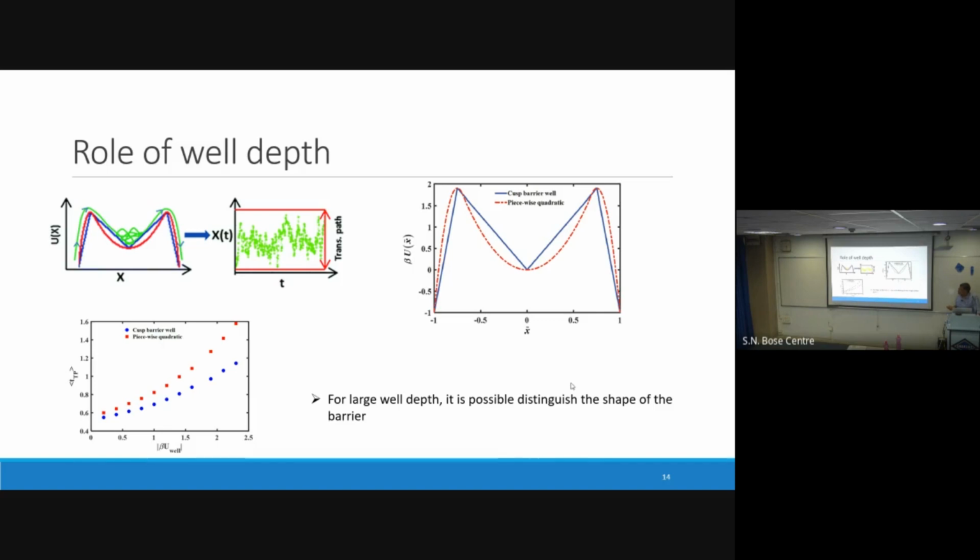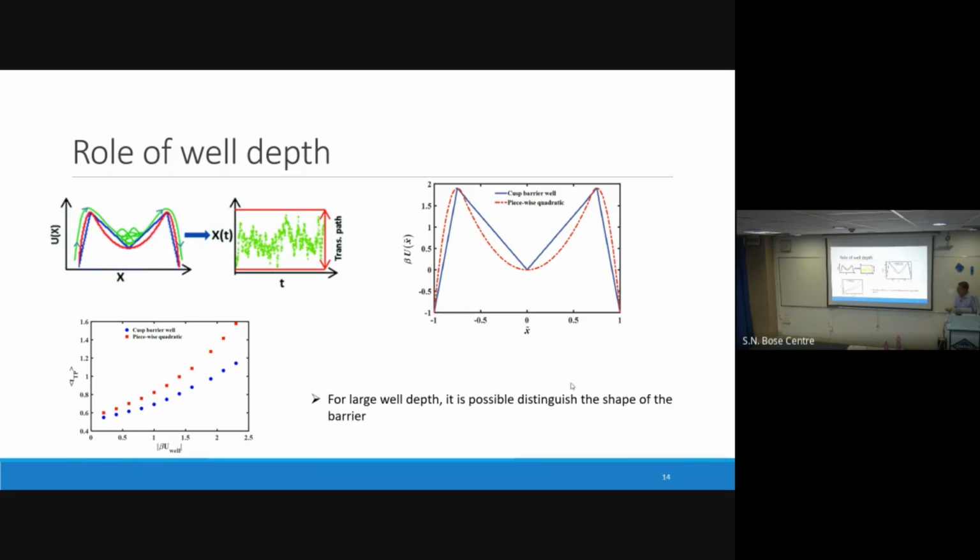So we use two types of potential. One is the cusp barrier well, which consists of straight lines, and another is piecewise quadratic, which is made of three regions of harmonic potentials. And using this, we get another parameter, which is the well depth of this type of potential. Initially, there was the barrier height. Now there is another parameter, which is well depth.